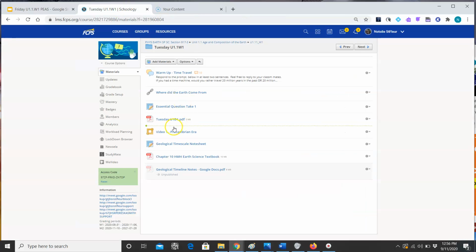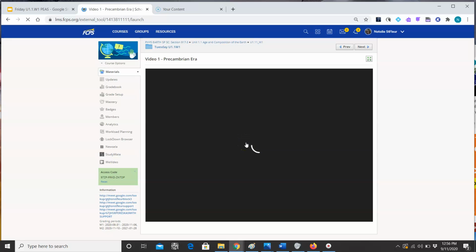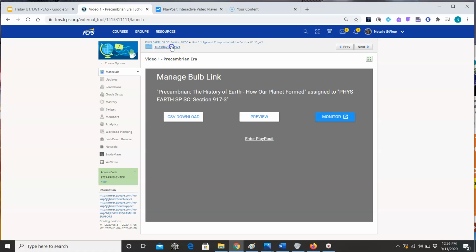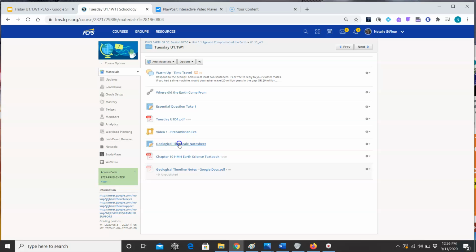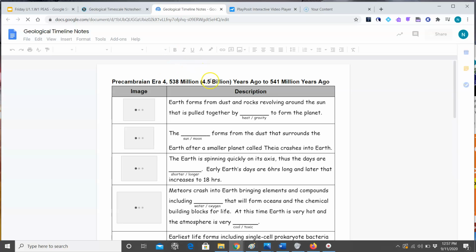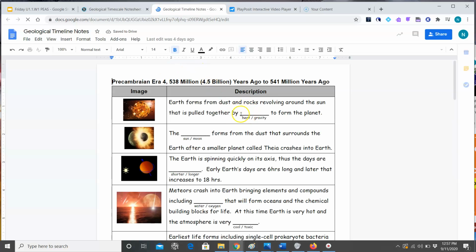Okay. So what you'll do is in the Tuesday folder, you open that up and you will play the play pause it. Remember, the play pause it is a video that pauses for you to read and answer questions. So after you watch that video, then what you're going to do is you are going to go to your note sheet, and you're using this note sheet for all 4 videos. You open up the note sheet, and after watching the video, you begin to fill in the blanks. So you would fill in the blanks here.